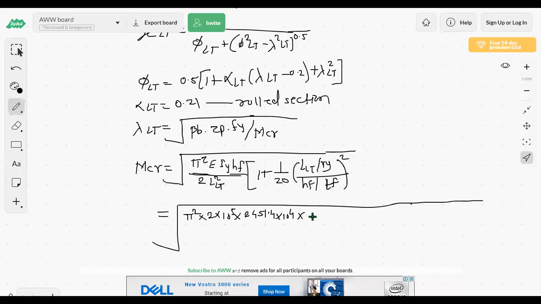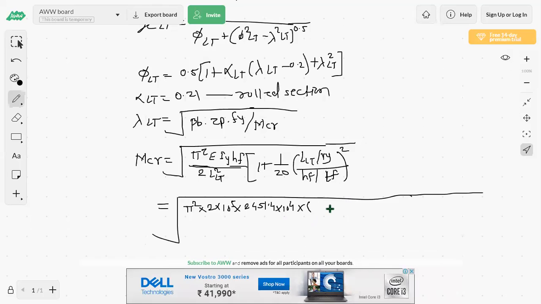Now HF. How to calculate HF? HF is H minus TF. So H is 350 minus TF, the thickness of flange. I have given in the procedure how to calculate HF. HF actually means the center to center distance between the flanges.